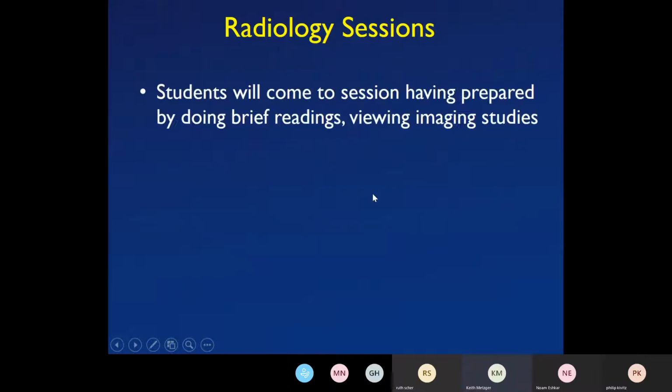Okay. So the students will come to the session having prepared. They'll do a brief reading, and they'll view an imaging study. And when I say a brief reading, I mean really pretty brief.